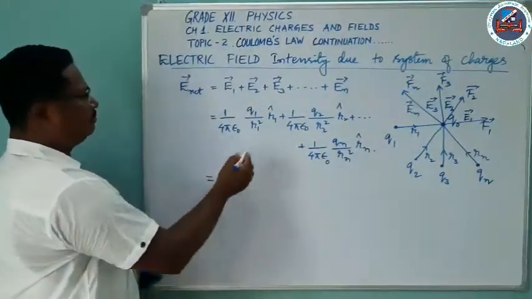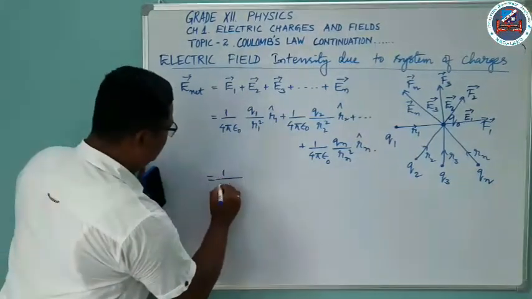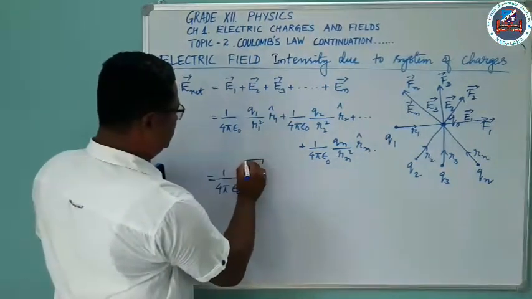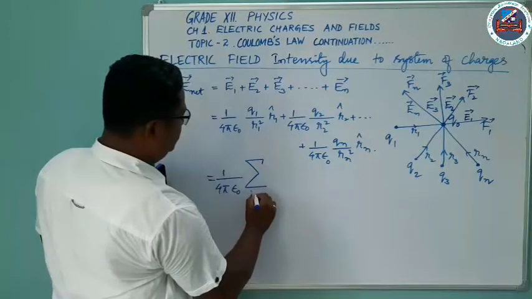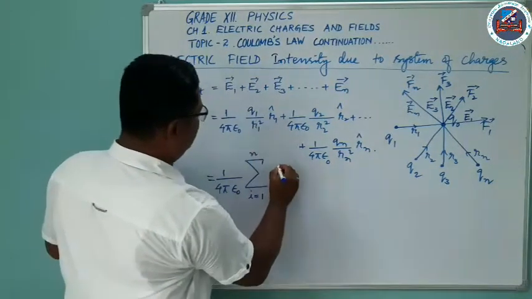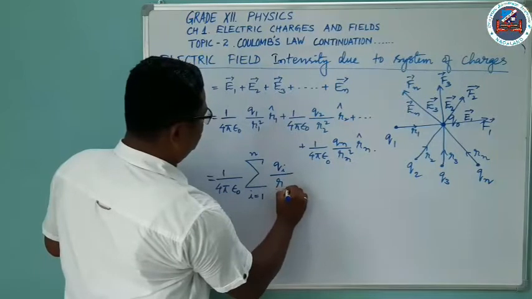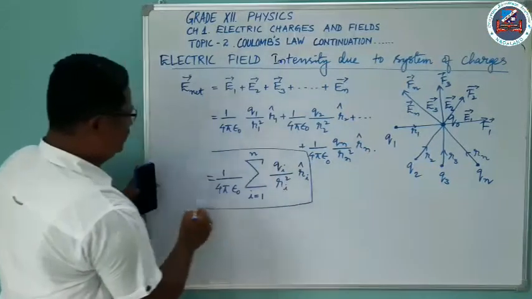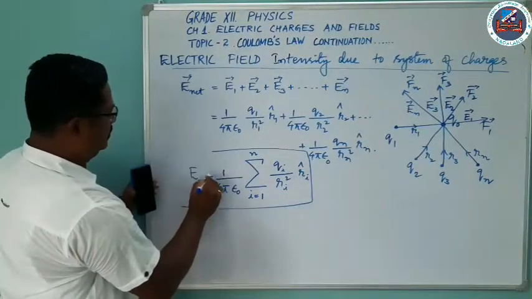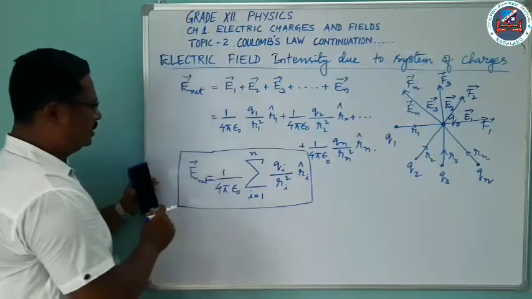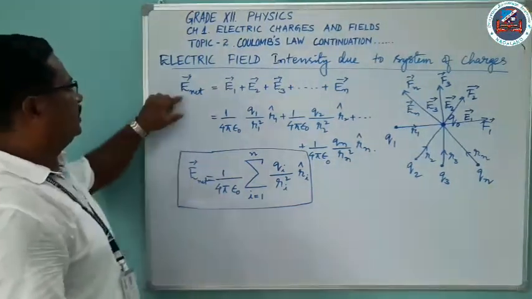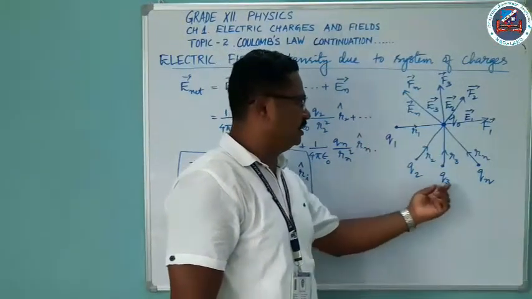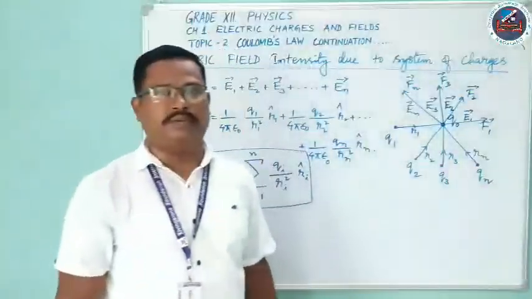This we can write together like this: 1 by 4 pi epsilon naught, then with a summation sign, i equal to 1 up to n, Qi divided by Ri square, Ri cap. It can be written like this. This will give us the resultant or net electric field intensity that is experienced by Q naught because of the presence of other charges Q1, Q2, Q3 up to Qn.